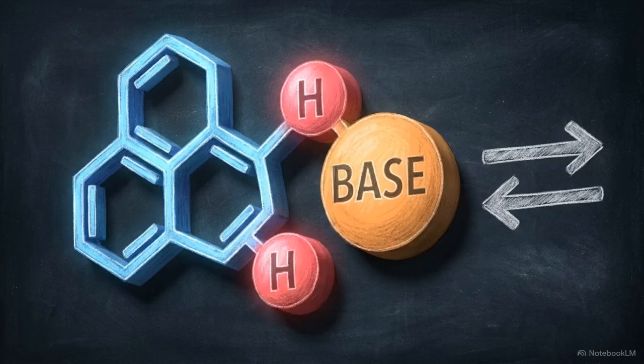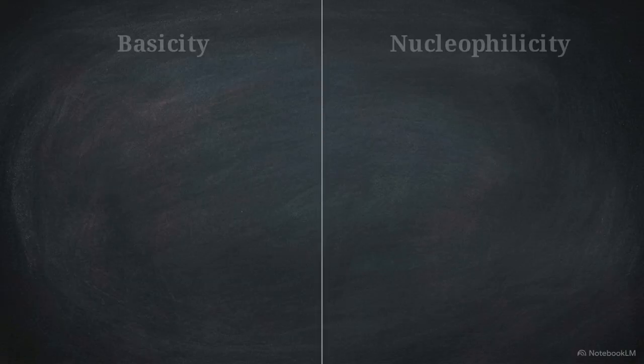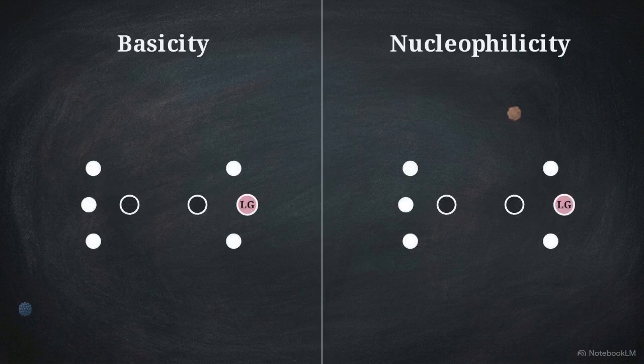We define basicity as a strictly thermodynamic, equilibrium-driven process. It specifically measures a molecule's ability to abstract a proton. When an electron-rich species acts as a base, it attacks an electrophilic hydrogen atom. This extraction typically forces the molecule to undergo an elimination reaction, forming a new double bond.